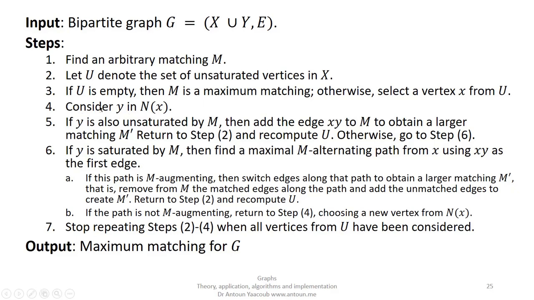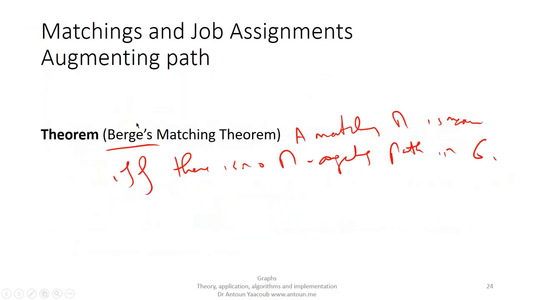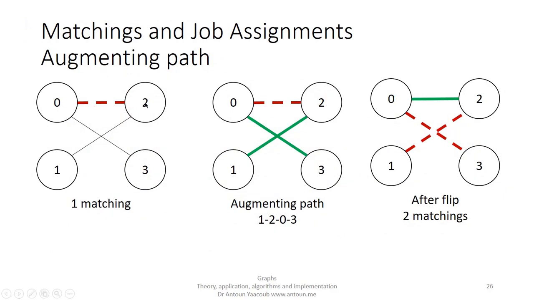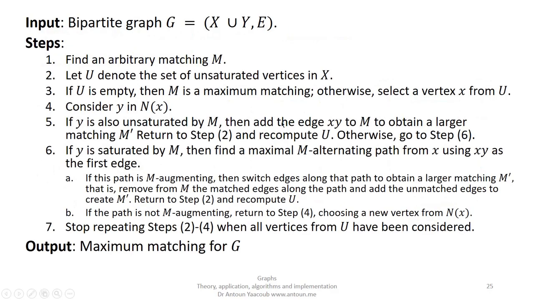So I will consider Y in the neighborhood of X. If I'm considering 1, it means 2 is its neighbor. If Y is also unsaturated, then add edge XY to M to obtain a larger matching M prime. So if 1 and 2 are not saturated, not matched, I can match them. This is very easy to see. And then I need to return to step 2 in order to continue the algorithm.